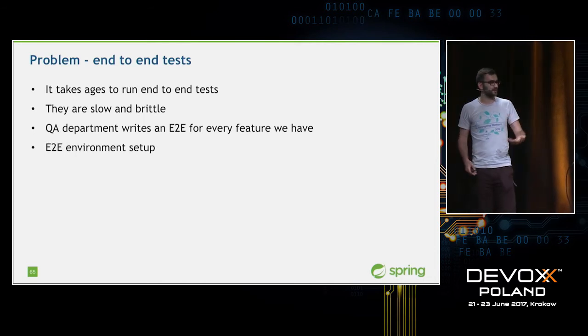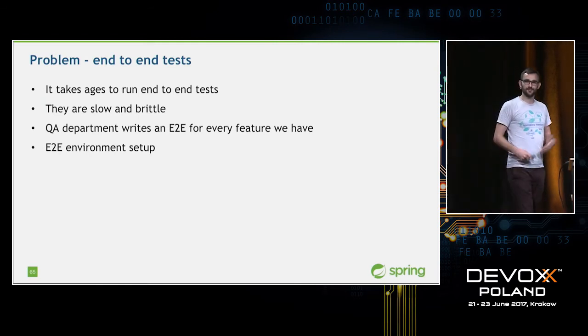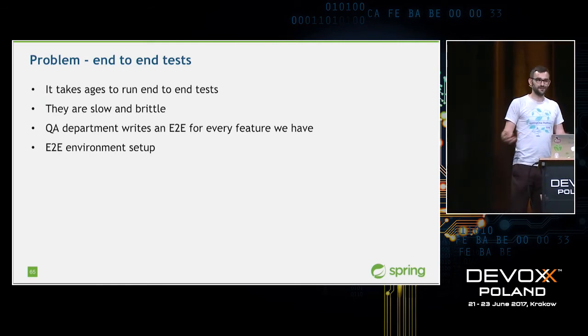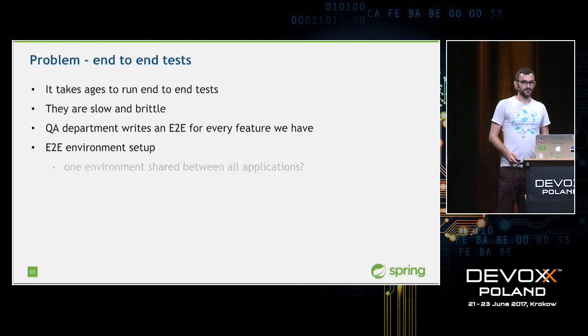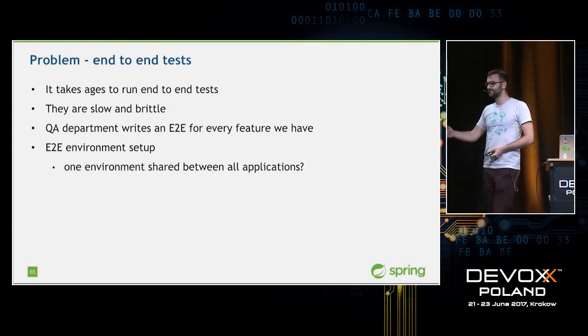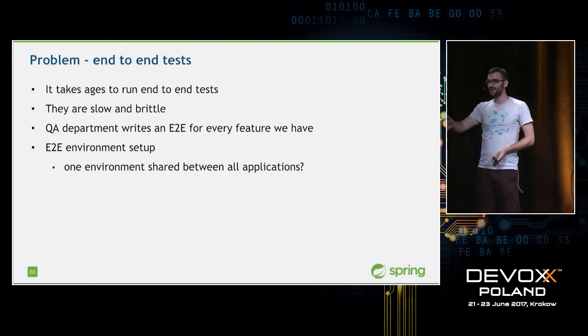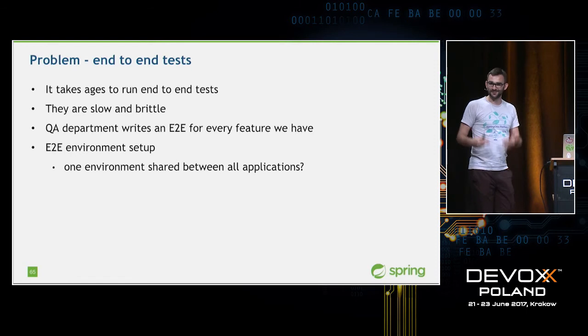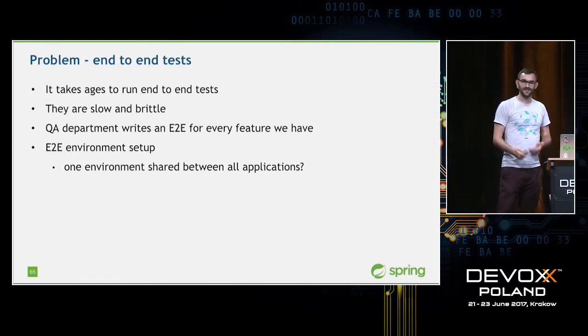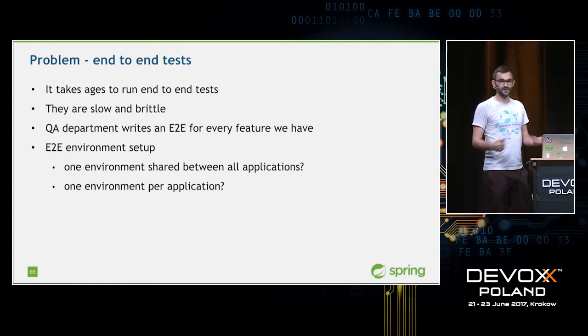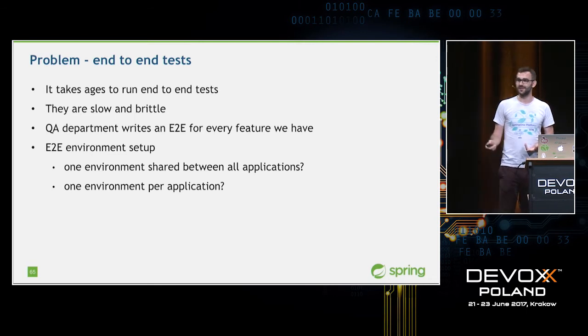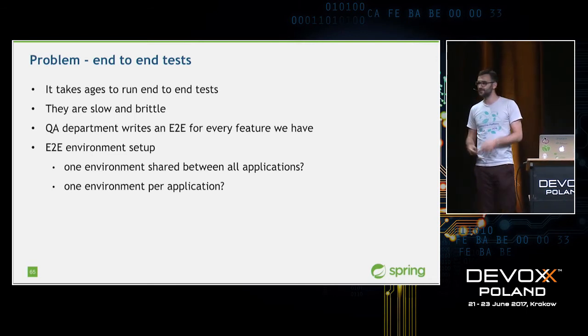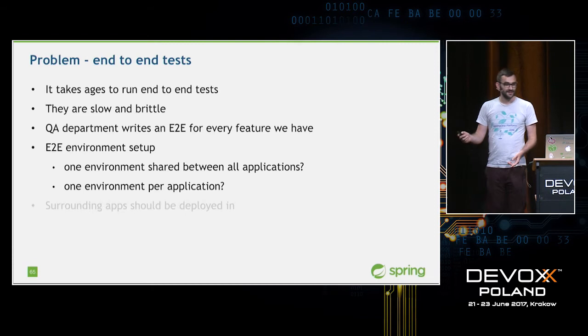How do you set up an environment for the end-to-end tests? If you have microservices, let's say 50 of them, will you have one environment shared between all applications, and end-to-end tests run, for example, for 2 hours, so you have to wait hundreds of hours for your turn because you're in the queue? Or will you have one environment per application? So you're going to have 50 stage environments. Who's going to pay for that, right?